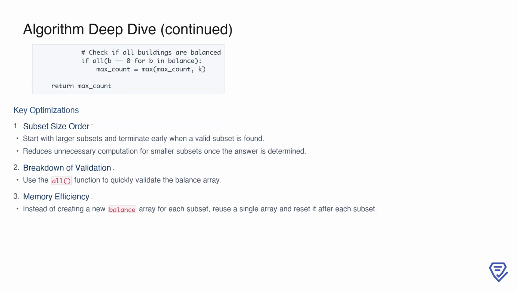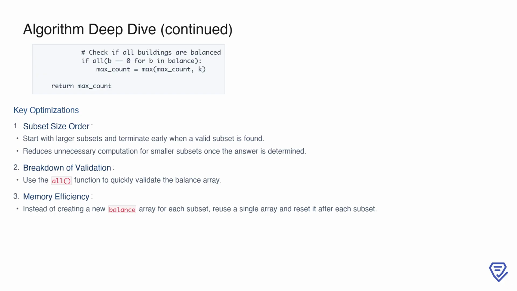The pseudocode for this algorithm begins by iterating through all possible subset sizes using the combinations function. For each subset, we initialize the balance array and update it based on the requests in the subset. After processing a subset, we check if all buildings are balanced using Python's all function to quickly verify if every value in the balance array is 0. If the subset is valid, we update the maximum count if its size is greater than the current maximum. After evaluating all subsets, we return the largest valid subset size.